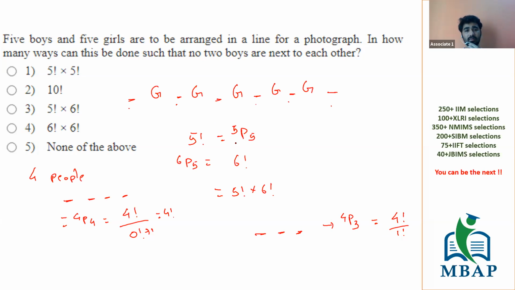So in the same way, you have 6P5 and 5 factorial. 6P5 basically, because there are 6 spaces and 5 boys, this can be arranged in 6 factorial ways. So 5 factorial into 6 factorial, that is your answer.